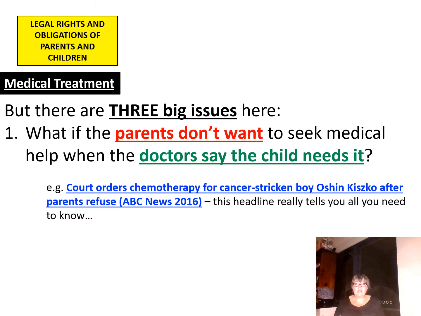Another example where this happened is where the court ordered chemotherapy for a cancer-stricken boy, Oshin Kisko, after the parents refused. This headline tells you really all you need to know. The child had cancer. Parents said, nah, he doesn't need no cancer treatment. Judge said, yeah, he does.